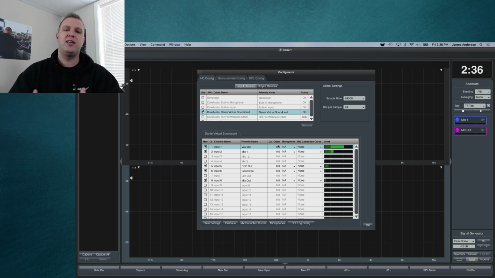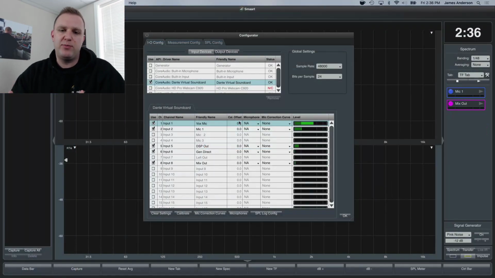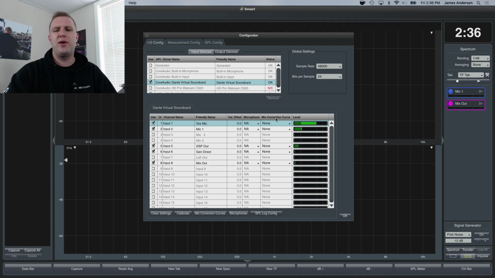Again, we're calibrating the input device. We're calibrating Smaart. We're not calibrating our microphone. When people say, I have a calibrated microphone, that's actually a misnomer. Either you have correction files for your microphone that you can input as correction curves. We'll talk about that, I'm sure, at some point. Or you've calibrated your input device for a known level, but there's really no such thing as a calibrated microphone.